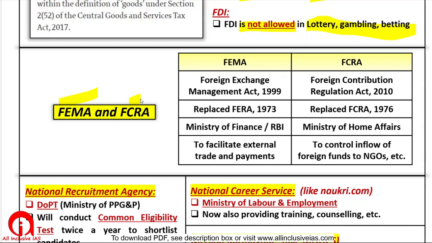FEMA and FCRA. See, the keyword here is exchange management, foreign exchange management. Here the keyword is foreign contribution regulation.